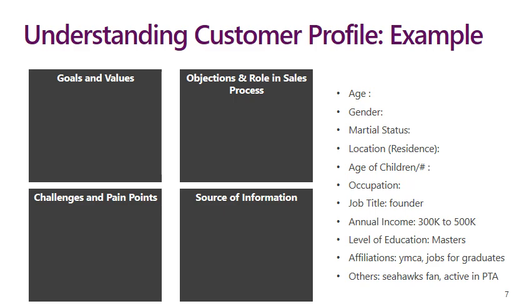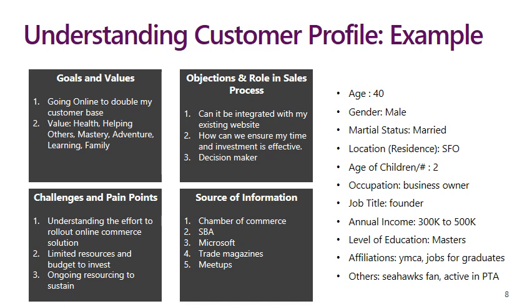The way I do it is I have a very simple template. We focus on 4 core areas. Those are your 4 boxes. And then I have all the demographic and occupation data. This really helps you understand all the details that you can put together. Here's an example of how a customer profile comes to life. There are 4 boxes on the left, starting with goals and values, challenges and pain points, objections and roles in the sales process, source of information, and demographic and occupation data.